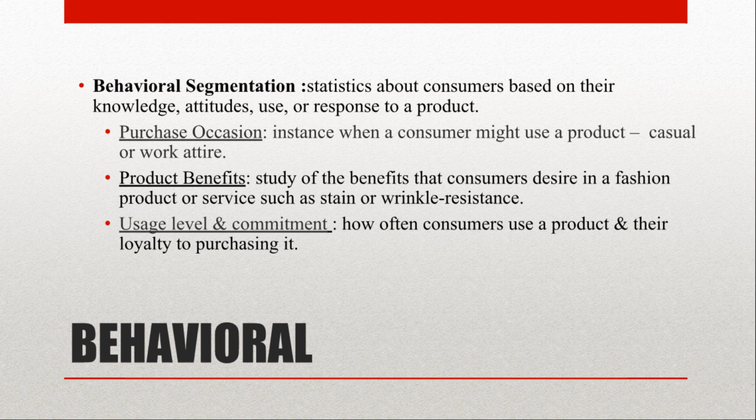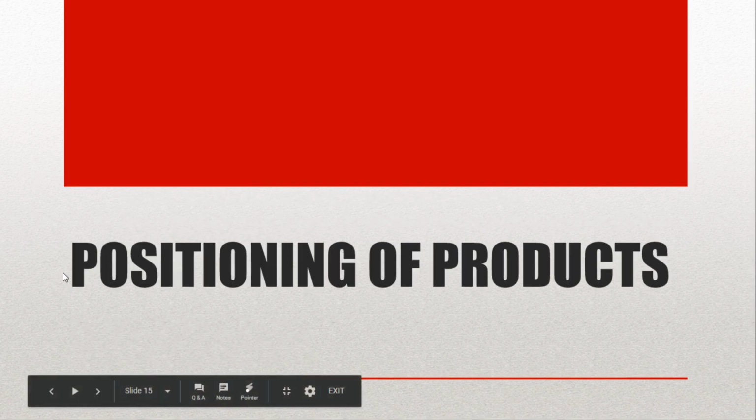So, where do people buy a product? Where do they use the product? What benefits do they like from a product as opposed to what benefits do they not care about? How much do they use the product? How much do they purchase that product over your competition? Things like that. We can use that information to guide how we market our products. Let's talk about product positioning.